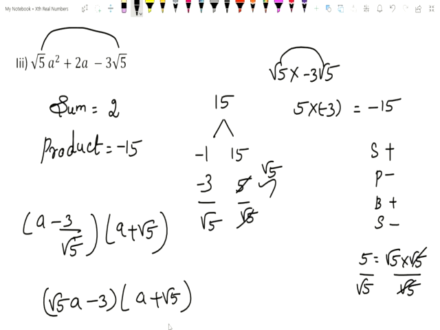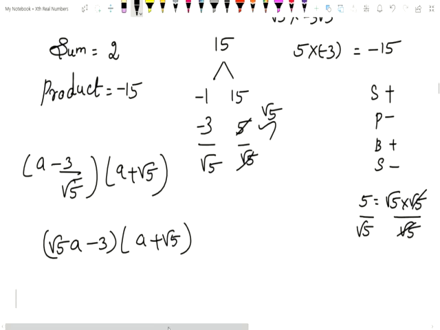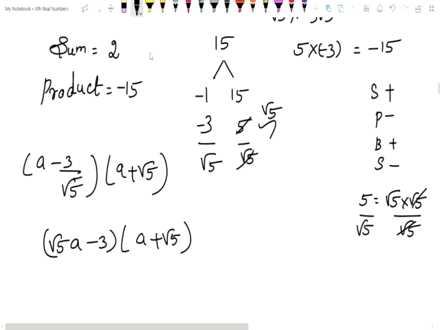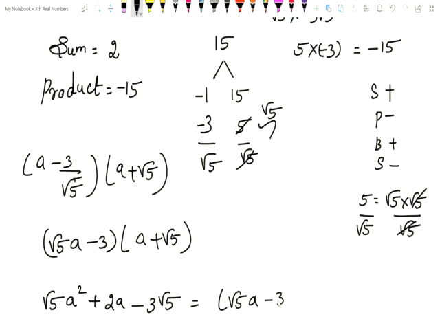Children, do you understand this? So what is the final answer? Write the answer. What is the question? Root 5 a square plus 2a minus 3 root 5 equal to root 5 into (a minus 3) into (a plus root 5). You understand, children? See the next one.